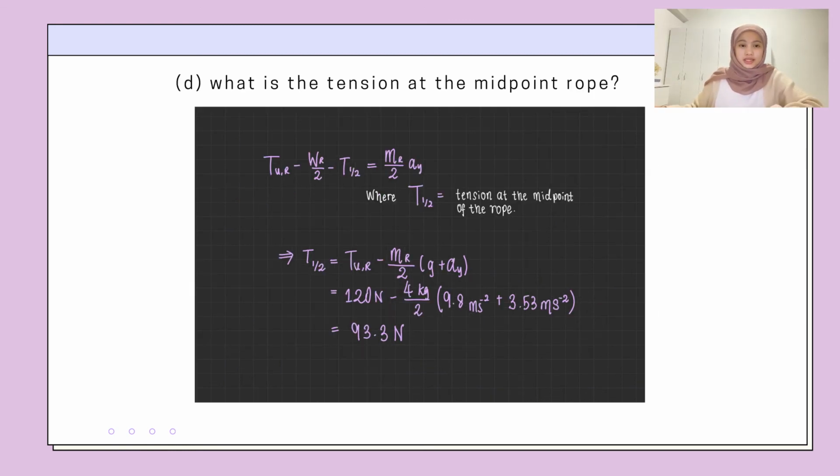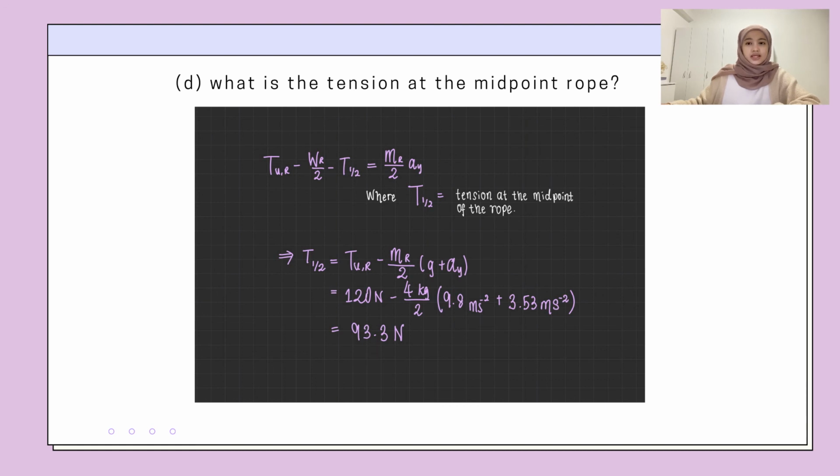The last one is D. What is the tension at the midpoint of the rock? In the figure, the rock shows the free body diagram for the upper half of the heavy rock. Since the rock is uniform, the center of mass of its upper half is located at the middle of the upper half, and its weight is exactly half of the whole rock's weight. For example, the mass of the upper half of the rock is M_R over 2, as indicated in the figure.